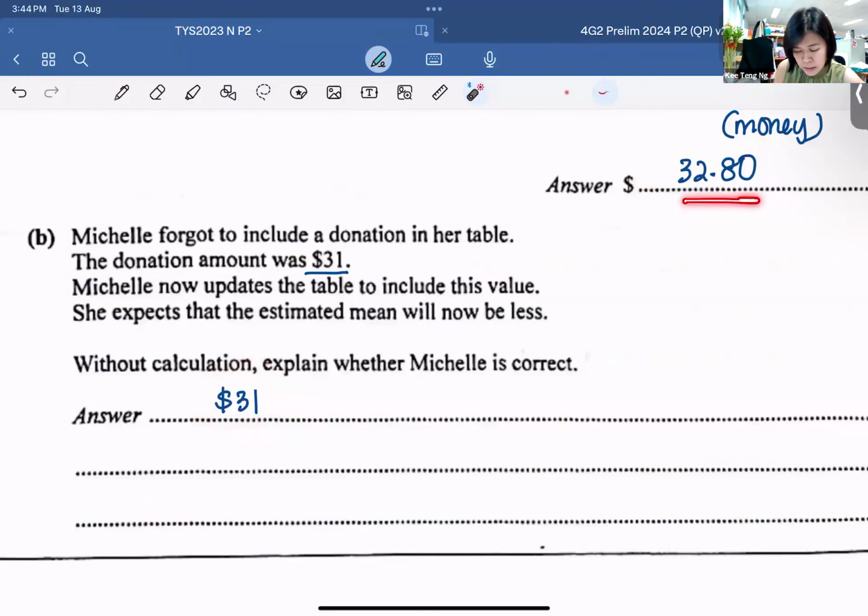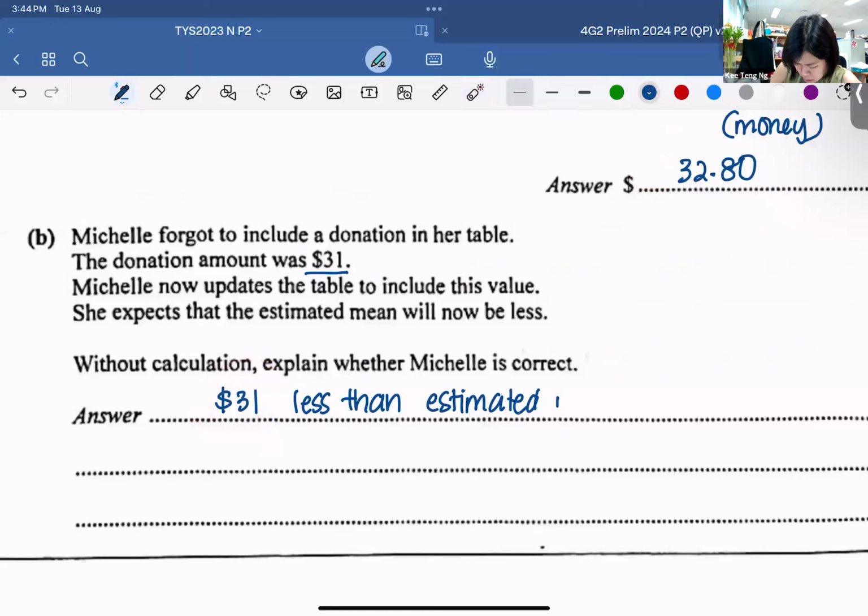Is the $31 more or less than our estimated mean? Less, correct. $31 is less than the estimated mean of $32.08. Don't just say less, less than what number? Quote the number itself. Give the numerical explanation, without recalculating.